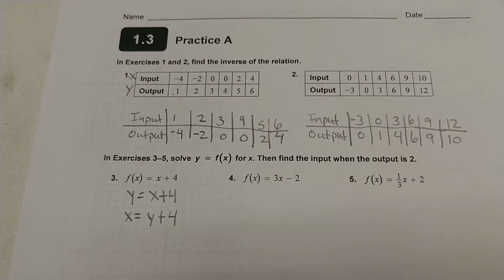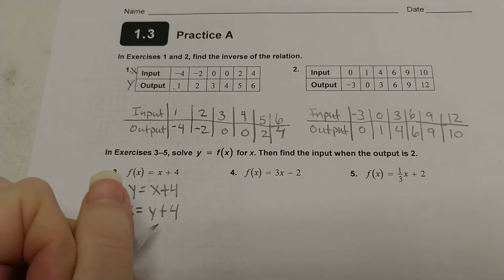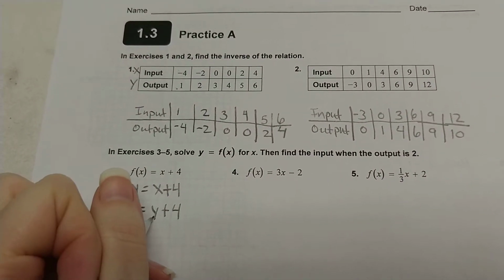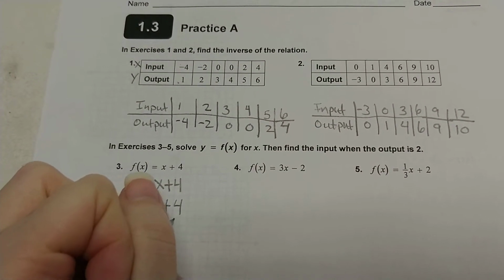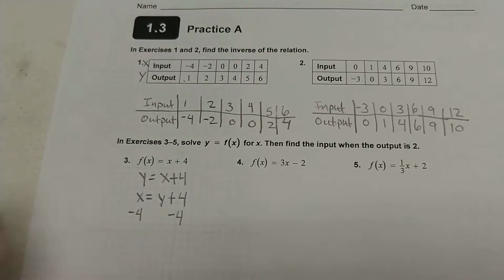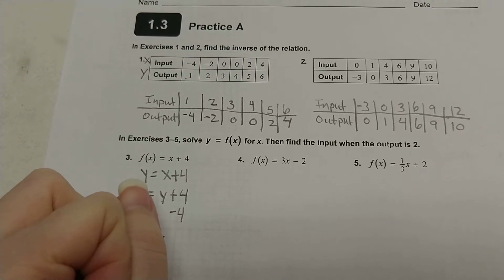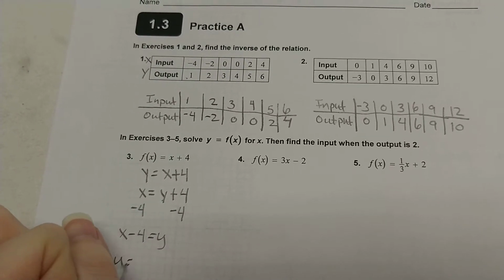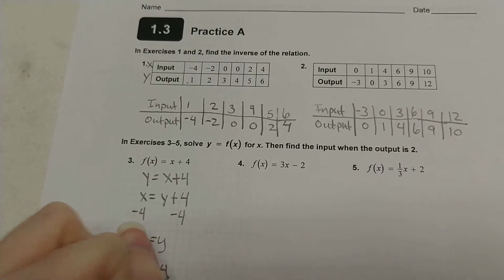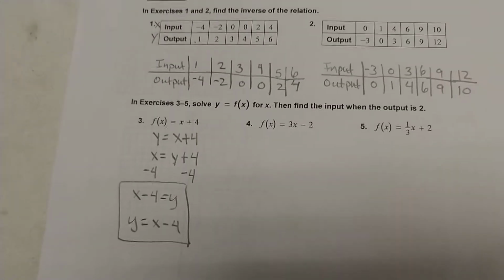Well, when we're working with linear equations of any kind, we always want our y to be by itself. So I need to solve this equation for this y here. To do that, I have to undo adding 4 by subtracting 4 on both sides. So we get x minus 4 equals y, or y is equal to x minus 4. Either one of these are okay answers.